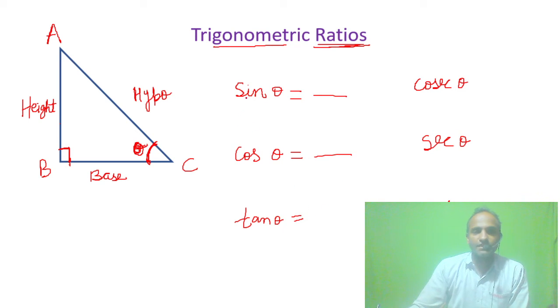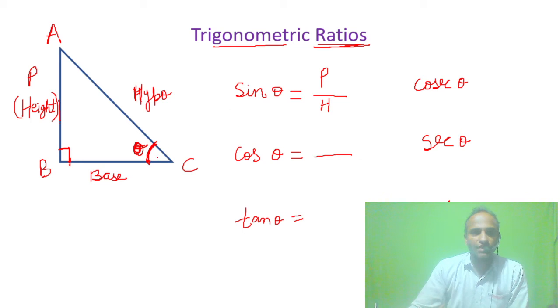First of all, we will see sine theta. So sine of angle theta. Opposite to this theta, which side is there? Height, or you can call this perpendicular also. So perpendicular upon this hypotenuse. Some say perpendicular and some say height. We'll name it as P for perpendicular, H for hypotenuse, and B for base.